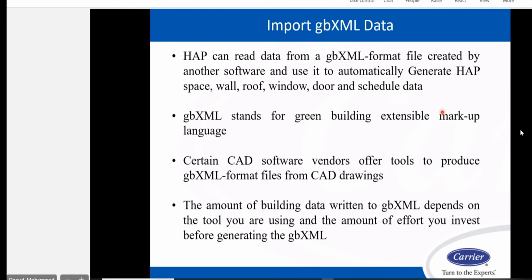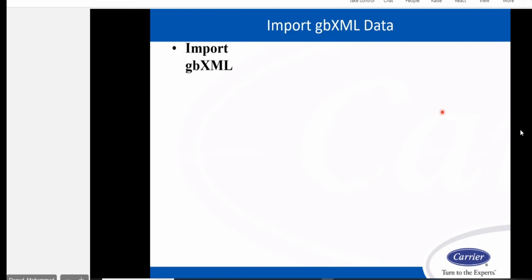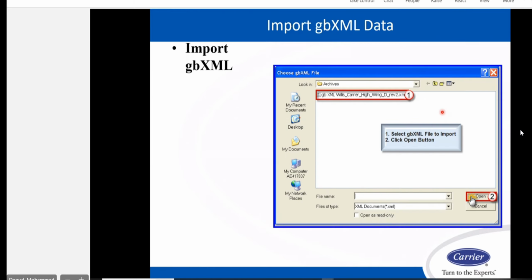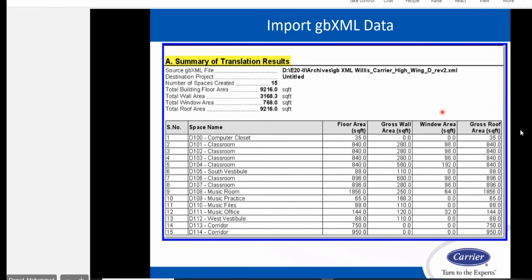Import gbXML: we can import the data from Revit and AutoCAD. If we need to import the areas, by selecting Import gbXML, it is compatible to import from Revit and AutoCAD by selecting the file. And this is the summary for the spaces, which mentions the space name, the floor area, etc.